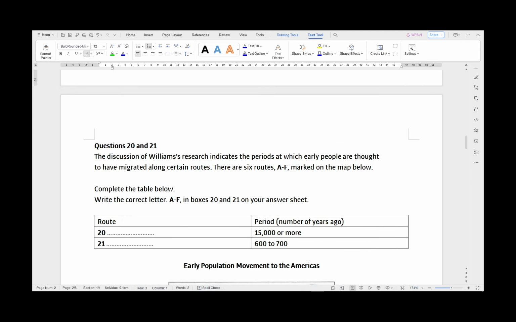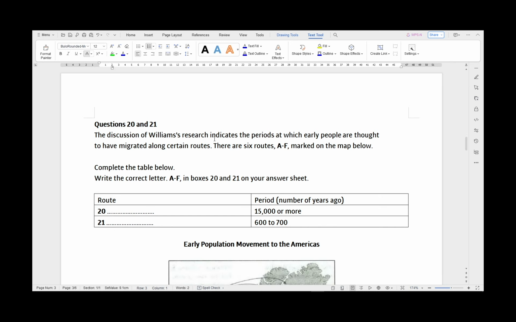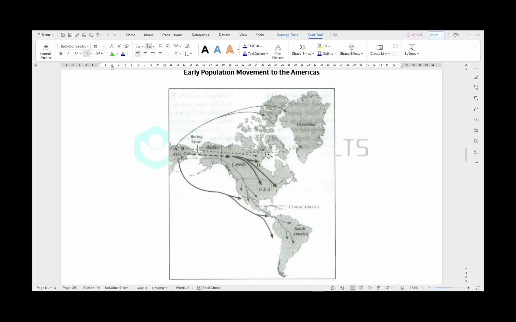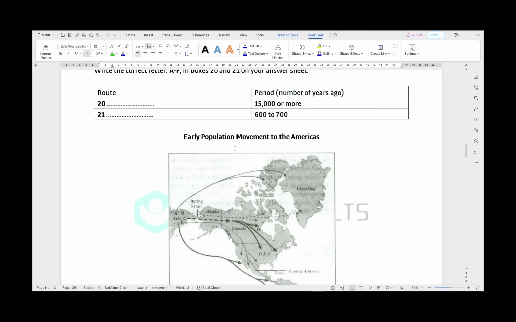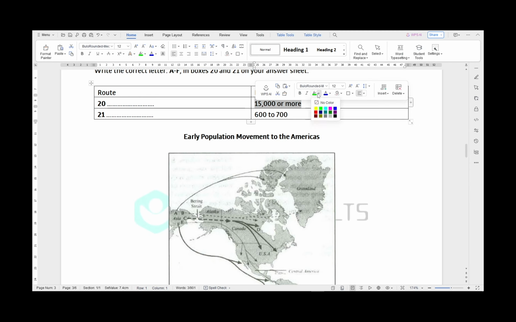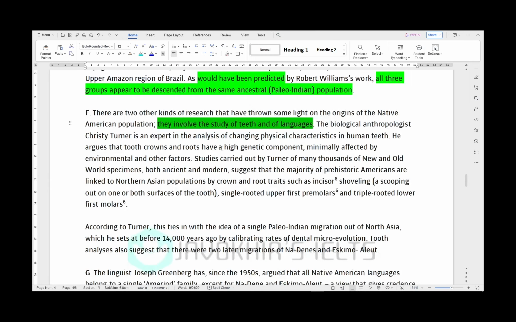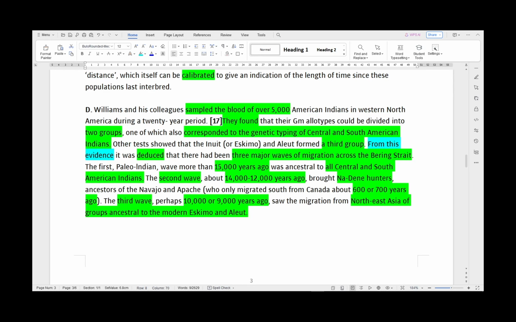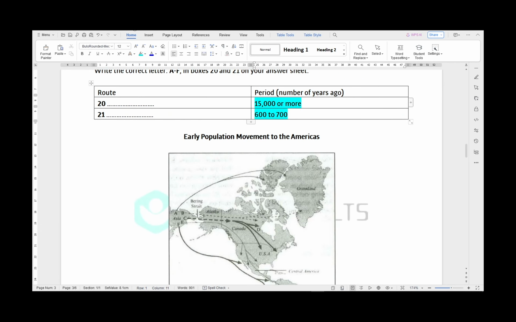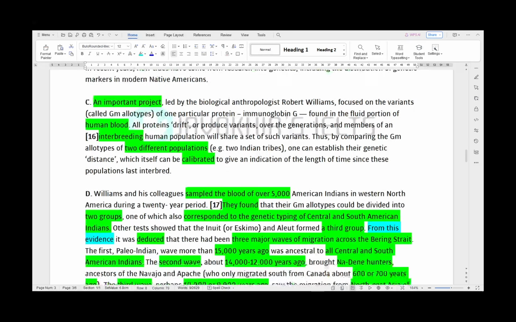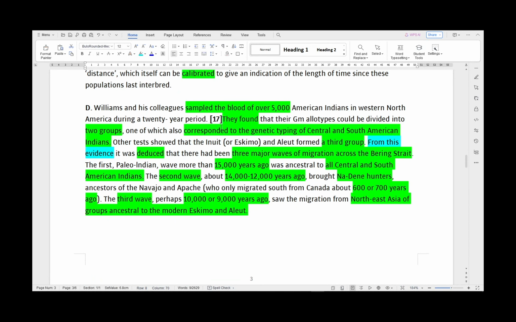So now we're left with questions 20 and 21. The discussion of Williams' research indicates the periods at which early people are thought to have migrated along certain routes. Okay, we have a map. I'm going to underline that. We have 15,000 and we have 600 to 700, and we remember it was here. So 15,000 or more.